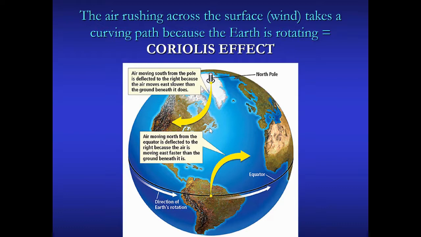Airplanes curve because of the Coriolis effect. If you're flying in an airplane from the north towards the south in the northern hemisphere, you have to aim a little bit east in order to make it to your destination because the Earth is going to curve and rotate as you move, and so your actual overall path is going to be curved. The winds do the same thing.